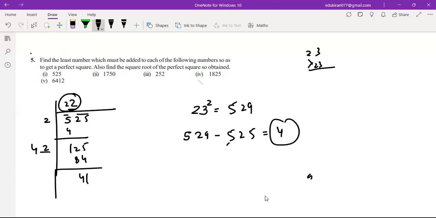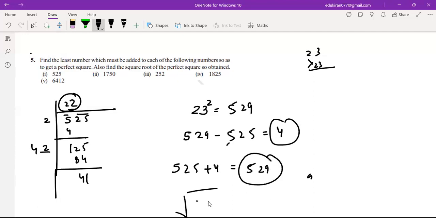Yes, ma'am. So you got 4. Now what? This is the number that you need to add. So to 525, if you add 4, you get 529. Okay. And that's why the square root of 529 would be 23. Clear? Good enough?